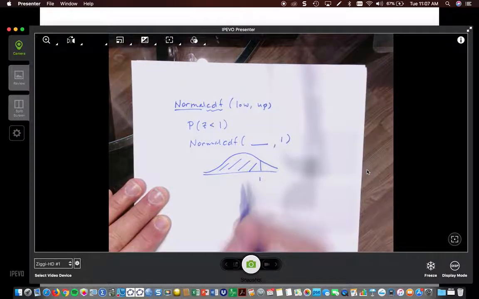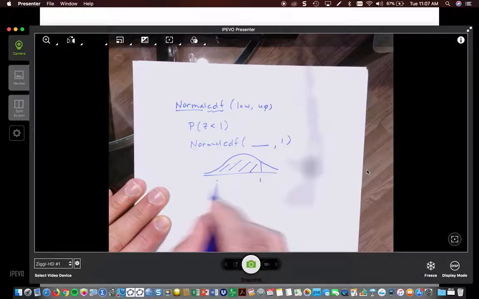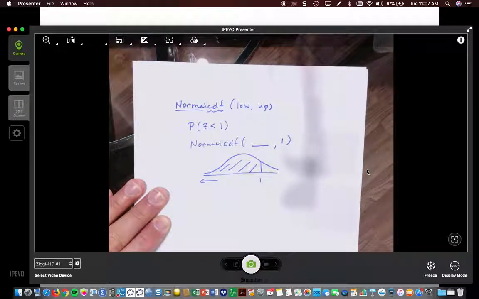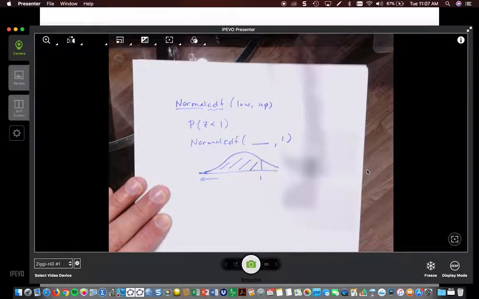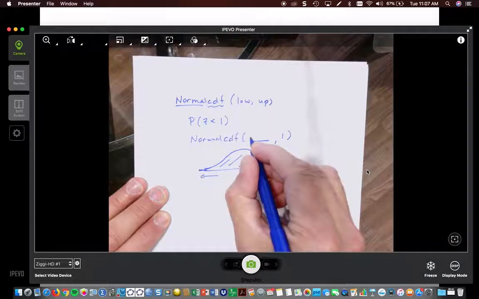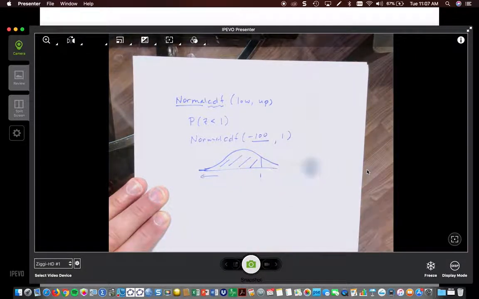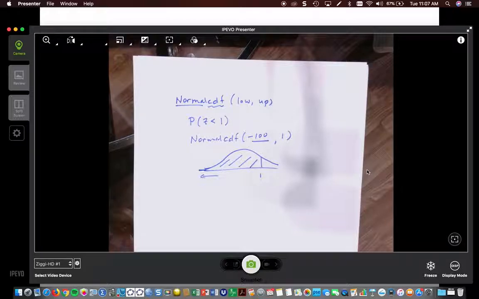Now you might say that there is no lower bound because this is going to keep going forever. However, this distribution ends up getting really close to the horizontal axis, and after a while there's basically 0 area underneath the curve over there. So if I put in a relatively large number like -100, that's going to act like -infinity.